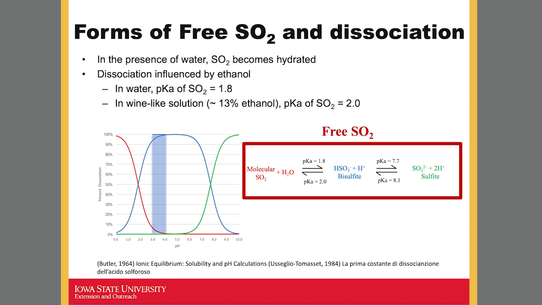Then if you keep increasing the pH, you're going to form some sulfite. And sulfite, that's the SO3 2- form, which is rarely found in wine. It is there, but it's at a really, really low concentration. That's because this form is only formed when you have a pH that is close to alkaline, basic. So overall, free SO2 is a combination of those three forms.